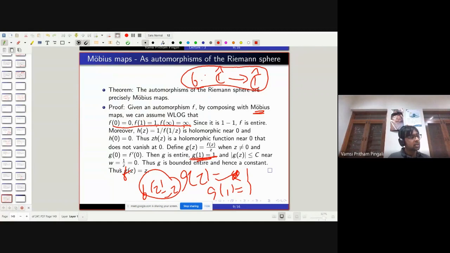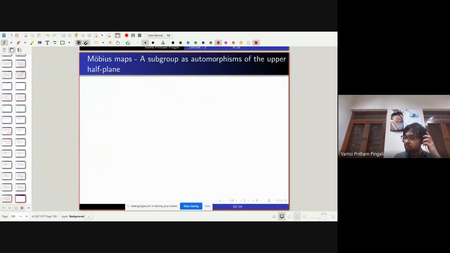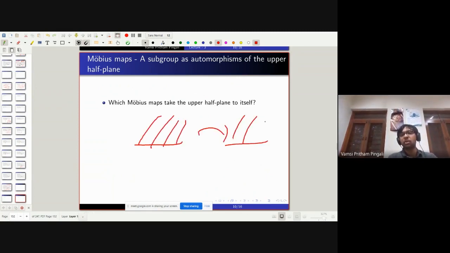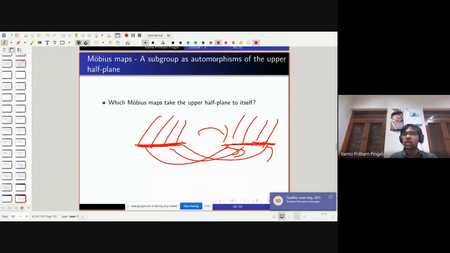All right, we have 5 minutes, so let me maybe end with this slide. The question is, which Mobius maps take the upper half plane to itself? We know that there are lots of Mobius maps that take the upper half plane to itself. You just take 3 favorite points over here, and 3 favorite points here, make them go to these things, and make sure that this goes to this, then you'll get lots of Mobius maps, right? So the question is, which ones take the upper half plane to itself?